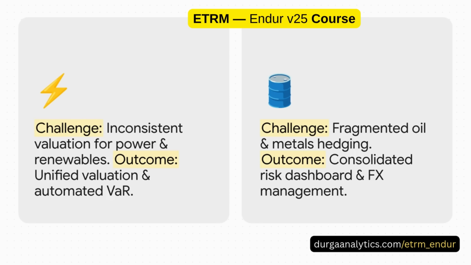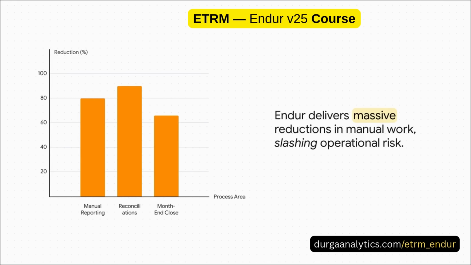But one unified solution. And hey, for all my friends in risk and operations, these numbers, this is what it's all about. An 80% reduction in manual reporting, a 90% drop in reconciliations. And my favorite, cutting the month-end close from 3 agonizing days down to 1. That's not just efficiency, people. That is a massive reduction in operational risk.